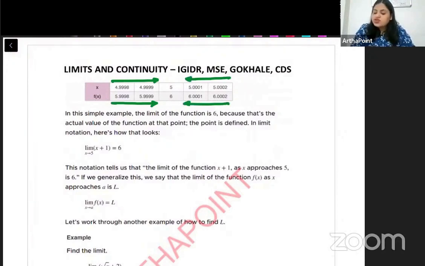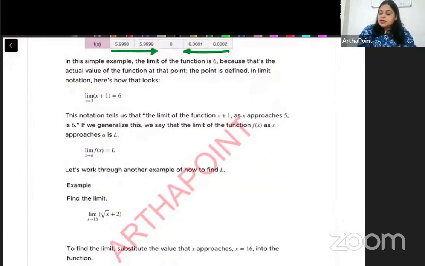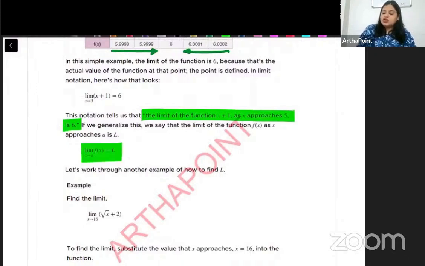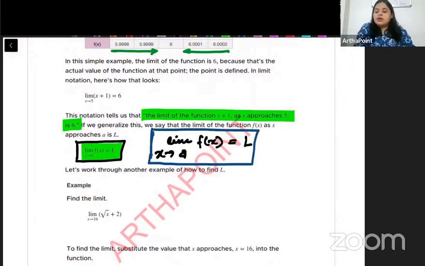Right. So let's generalize this definition, and say that the limit of the function as x approaches 5 is 6. The notation that we use is this. We say the limit as x approaches a of f(x) is L. This is how we write it.